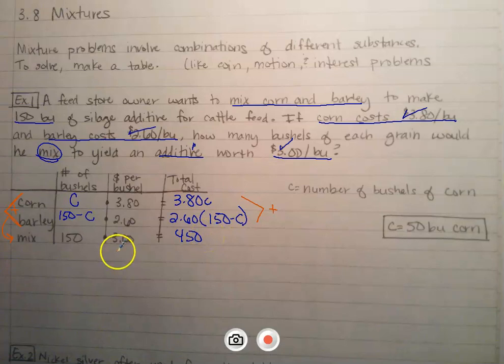So we're going to have 3.80C plus 2.60 times the quantity 150 minus C equals 450. Okay, I'll help you out there a little bit even.